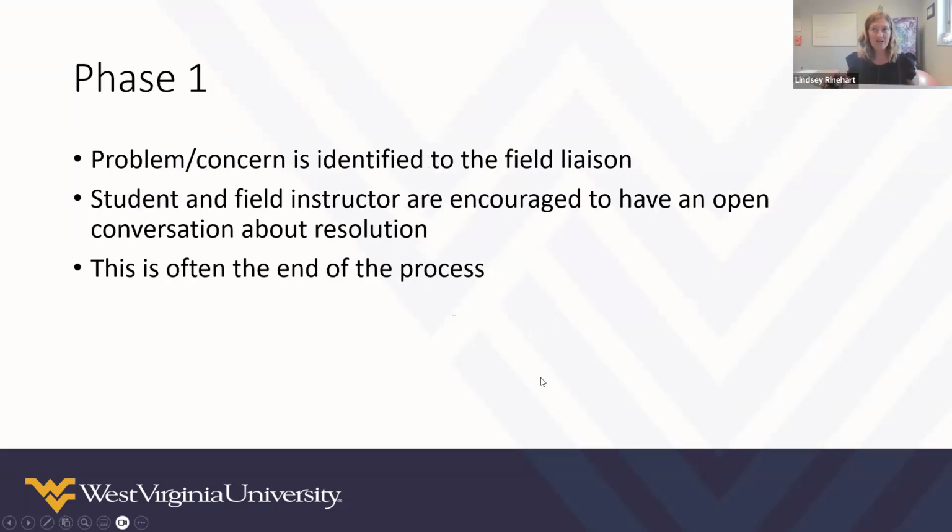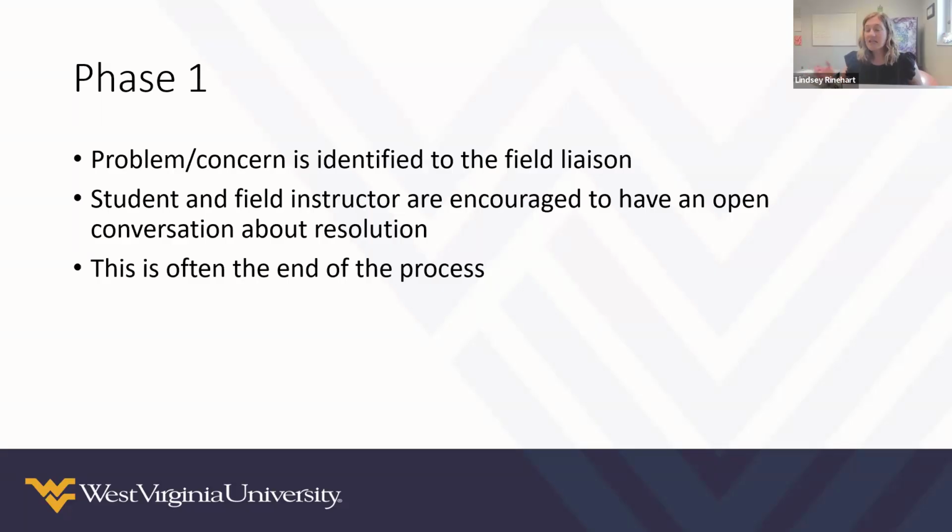So as we look at phase one, this is when a problem is identified, and this might be very small. At this phase one, we often don't notice when we're in phase one, but there's some sort of concern, and the best step here is to have a direct conversation. If you're the supervisor or the student, just have a direct conversation about what's going on and how it can be addressed. Oftentimes, this is the end of the process, in which case you probably won't notice that was phase one, but that's the initial problem.